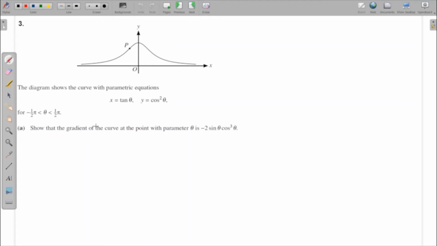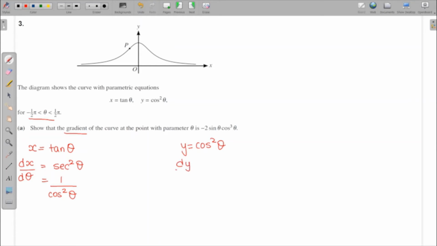So here we have been given a curve with parametric equations, and this interval has been given to us. So we have to show that the gradient of the curve with parameter theta will come to this expression. So since we have been given x equal to tan theta and y equal to cos square theta, we can differentiate this with respect to theta. So this will become dx by d theta, and if we differentiate tan theta, it will come to sec square theta, and sec square is basically 1 by cos square theta.